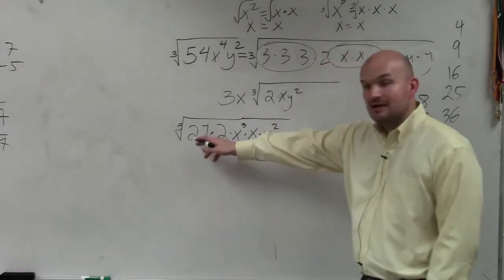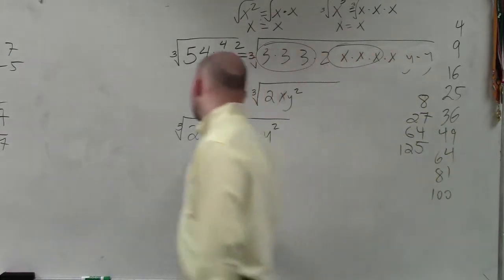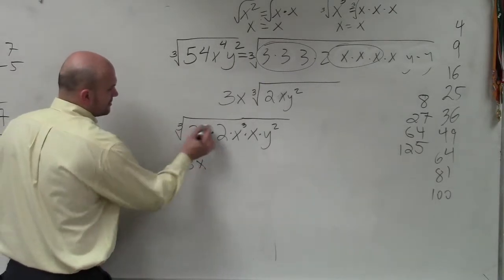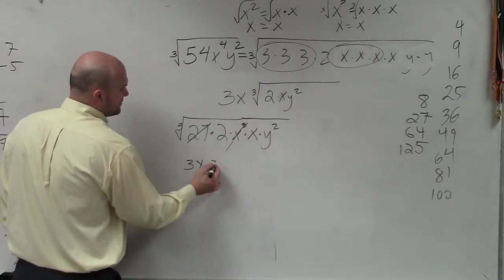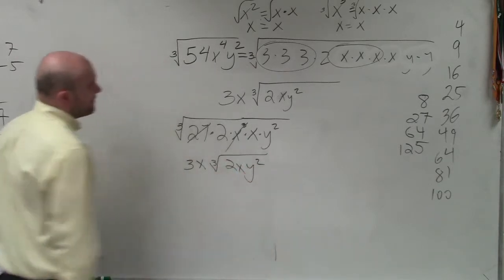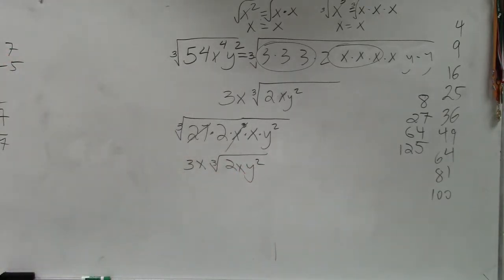So now I know I can take the cube root of 27. That's just going to give me 3. The cube root of x cubed is just going to leave me with x, leaving me with the cube root of 2xy squared, which is the same answer that I got before.